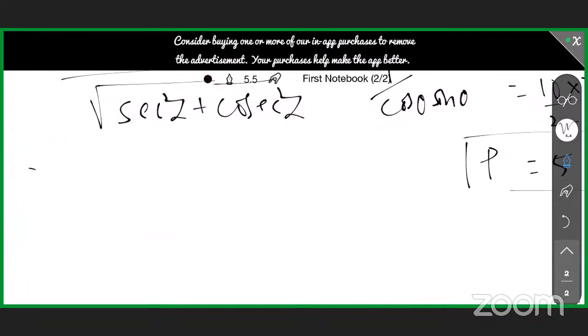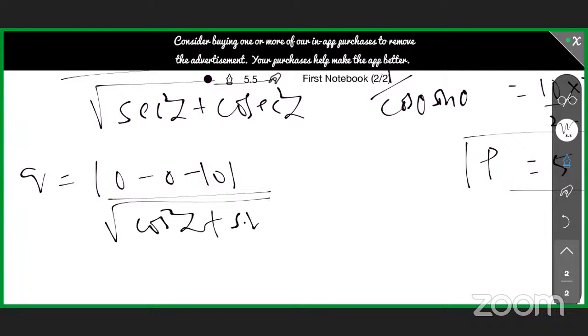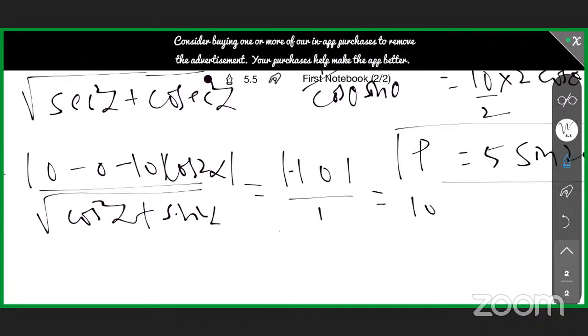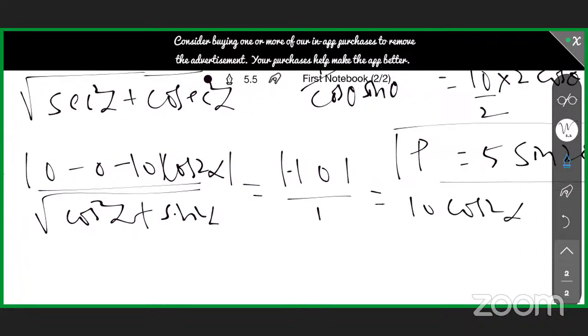Now we have to find the q value. Q value is equal to 0 minus 0 minus 10 whole divided by root of cos square alpha plus sin square alpha, that is equal to mod of minus 10 by 1, that is equal to 10. Sorry, top is cos 2 alpha, that is equal to 10 into cos 2 alpha. So q value is this one.